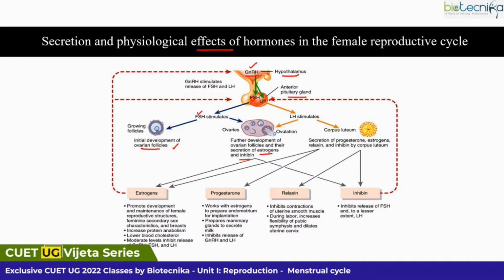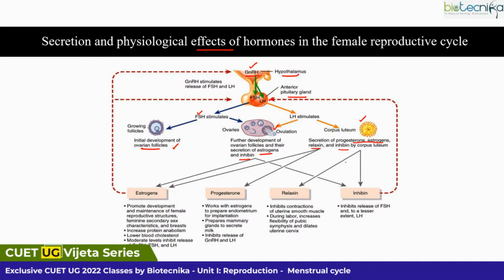Then, under the influence of LH, LH will stimulate ovulation where the ovum is being released, and LH also stimulates the formation of the corpus luteum. So when the corpus luteum is present, it will lead to the secretion of progesterone, estrogens, inhibin, and one more hormone that is known as relaxin.